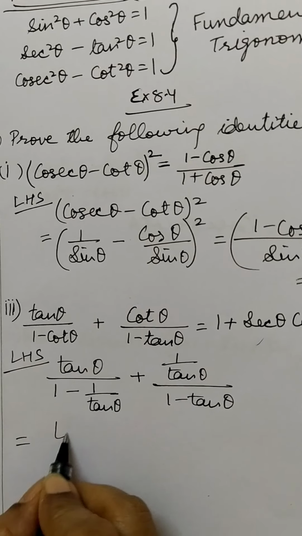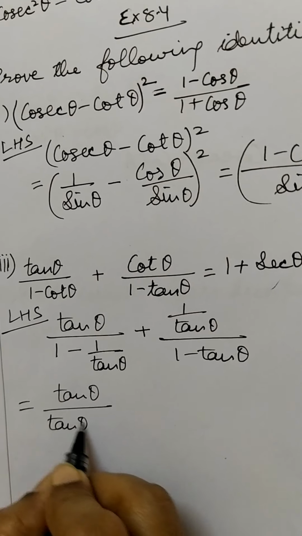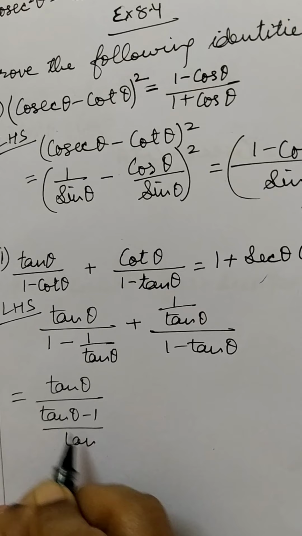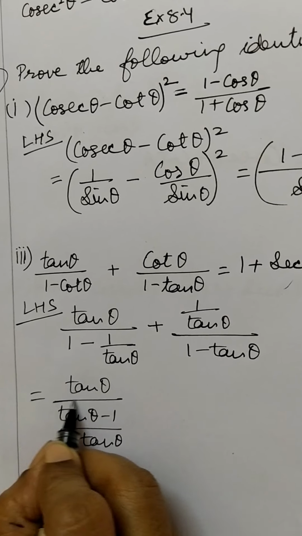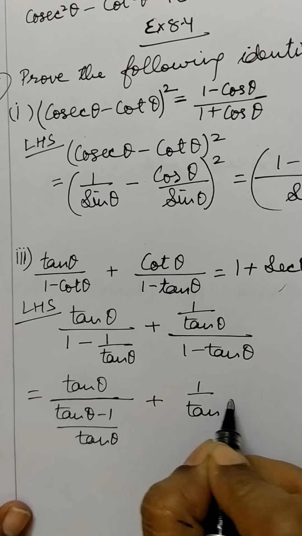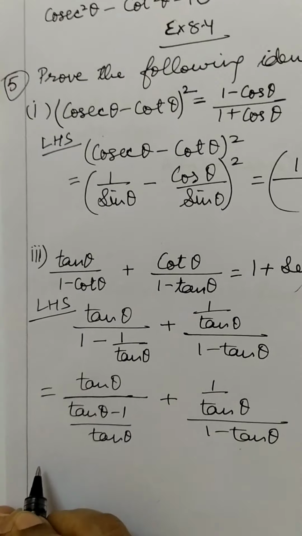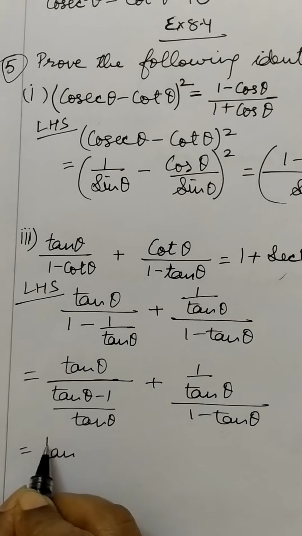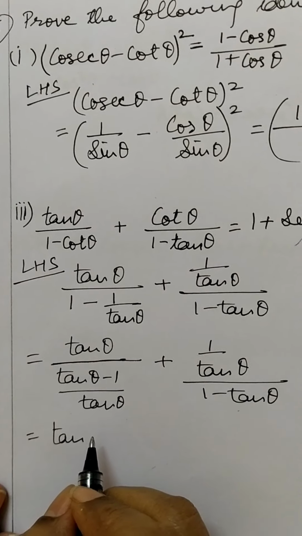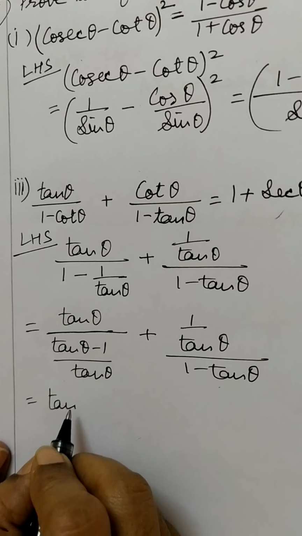So in the first expression in denominator, if we take the LCM, we get tan theta minus 1 upon tan theta, plus 1 upon tan theta upon 1 minus tan theta. So here we can write, you know that when we divide a rational number by another rational number, how do we proceed? Reciprocal of denominator with multiplication sign.